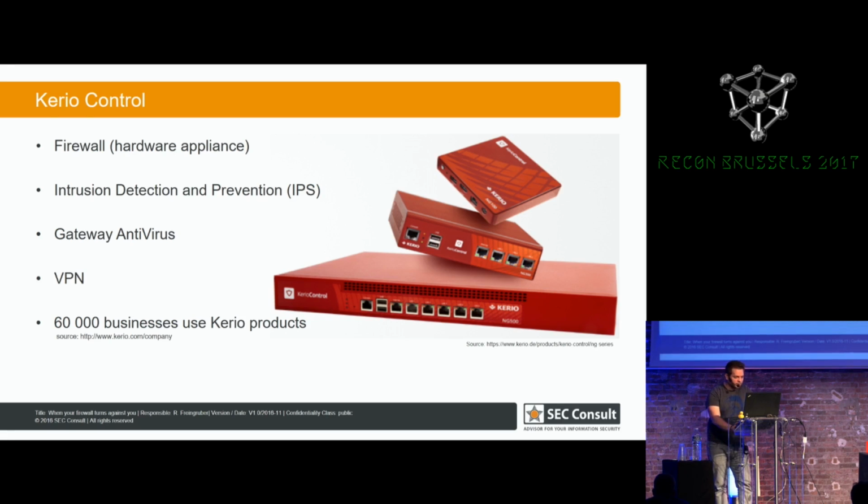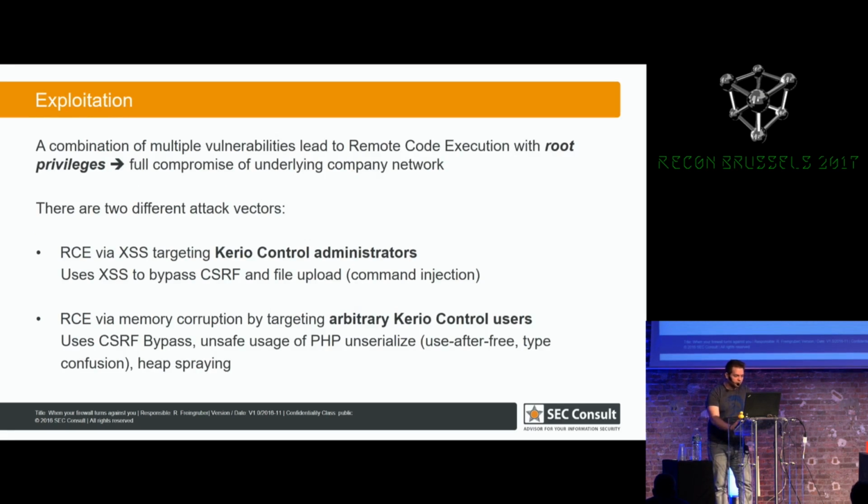I will present here today just one attack vector. We basically found two different attack vectors. The first one is just about exploiting web stuff, so cross-site scripting, which you can use to bypass cross-site request forgery protection to then make some file upload to make command injection. But I will skip this for today and just talk about the second attack vector, which is more about memory corruption exploitation. So in the second attack vector, I'm going to exploit the CSRF check to execute my own actions on this device and then exploit a PHP unserialize vulnerability there.